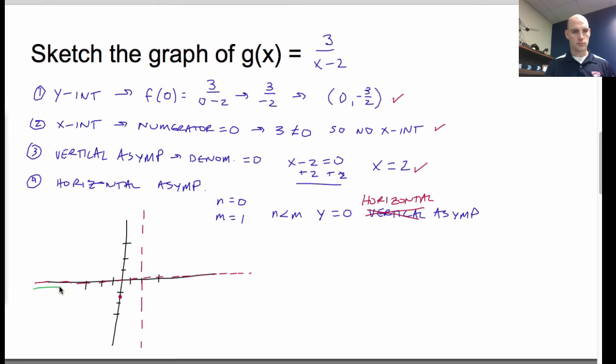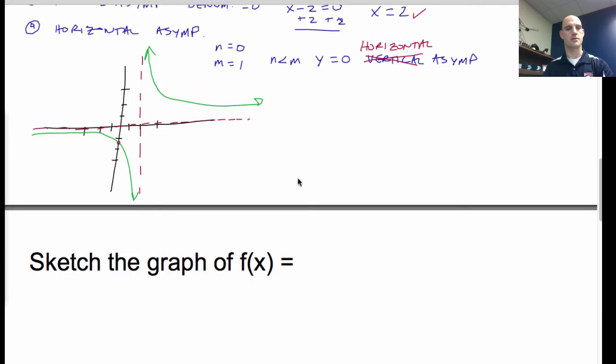And so my graph is going to look like this. Use green. Got to go through my y-intercept. Boom. And right like that. So it's kind of directing itself toward those asymptotes, but it'll never get there, okay? Plot all the things, peek, and sketch. Let's do another one.